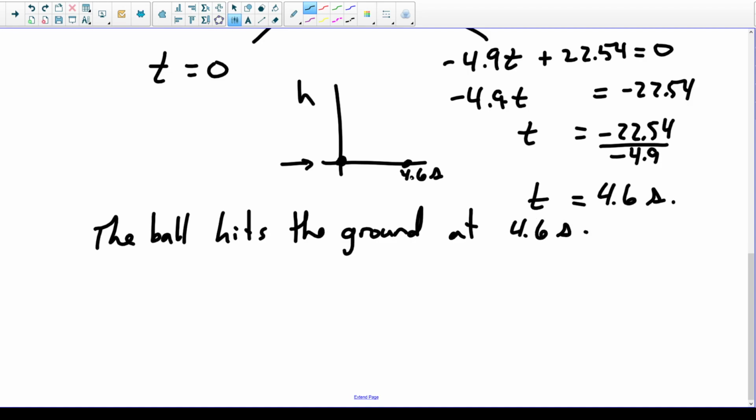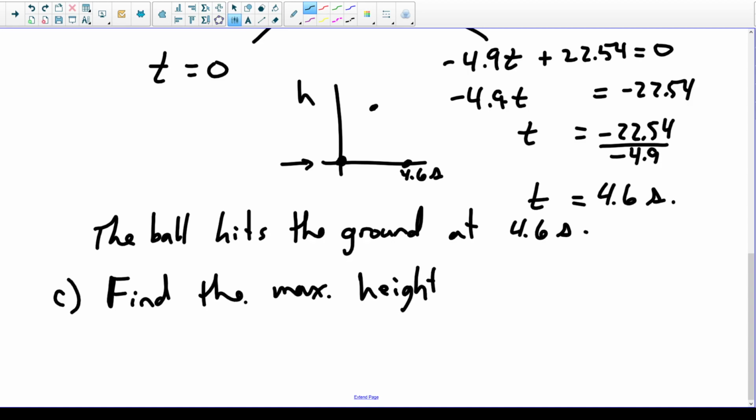Now, what other question could I ask? What point do we not know yet? We don't know our vertex. Well, what point is that in the trajectory of the ball? Find the maximum height, which is usually how these questions are set up. So I need to find my maximum height, which means I need the middle value of my time. Well, from my two zeros, 0 and 4.6, I know that the middle value is 2.3 seconds.